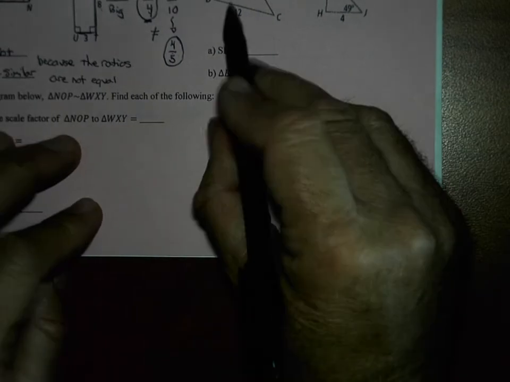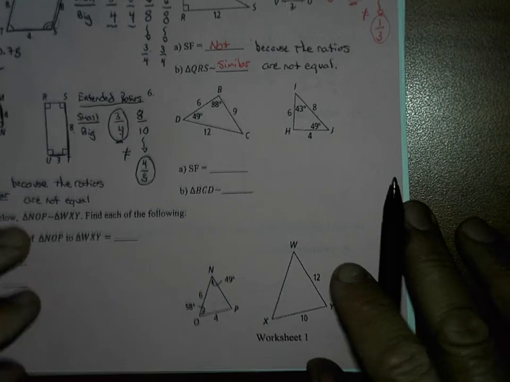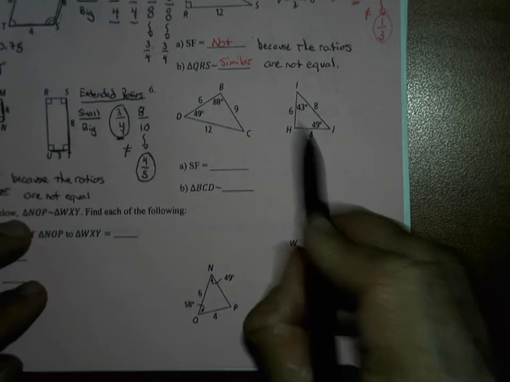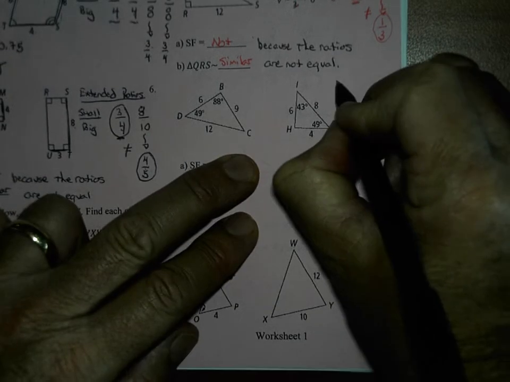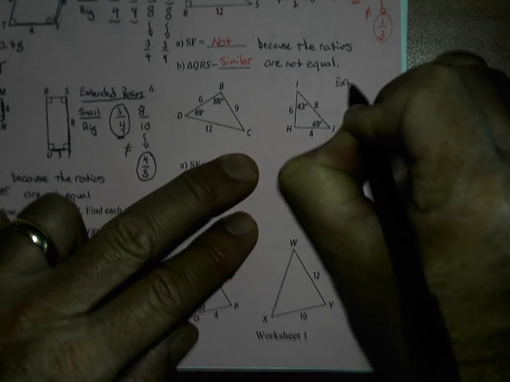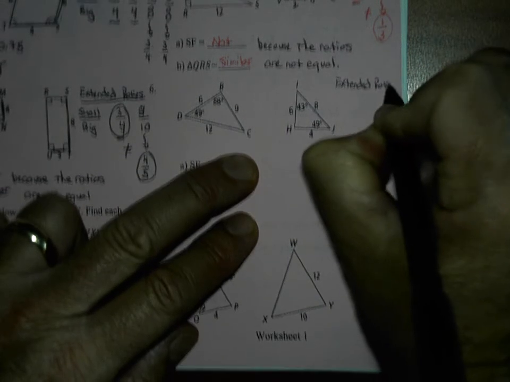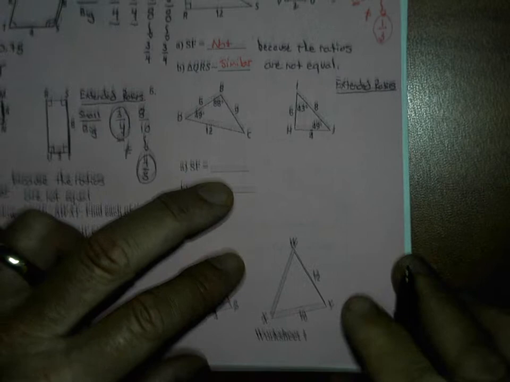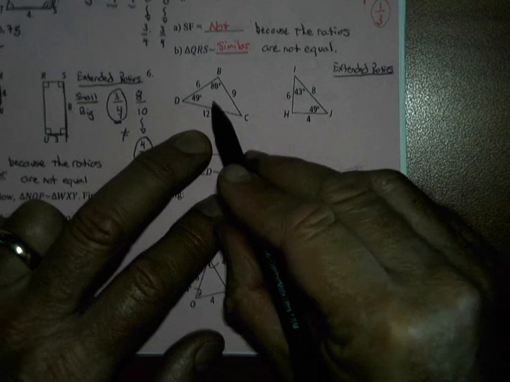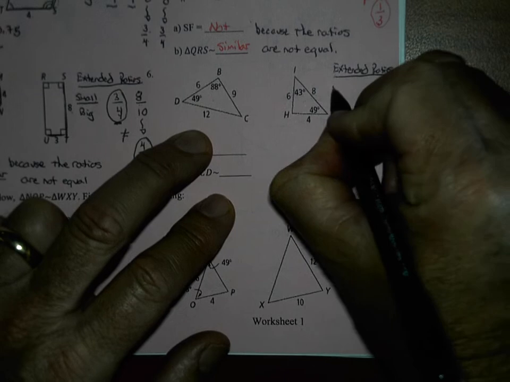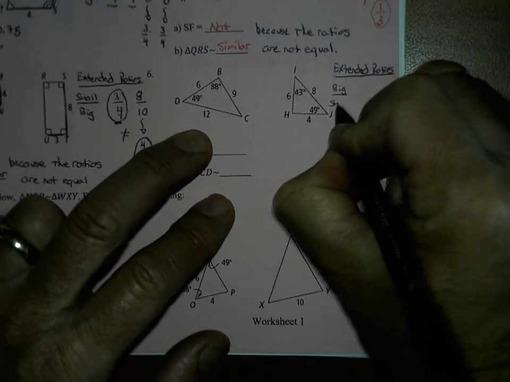Now you can see number 6. We've got two triangles, and notice we have 3 sides of each triangle. So when we write the extended ratios in number 6, we'll be able to write 3 of them. So we'll have 3 ratios to determine if the shapes are actually similar. Once again, I'll mix it up this time. I'll write the big triangle's values as the numerator, and the small triangle's values as the denominator.